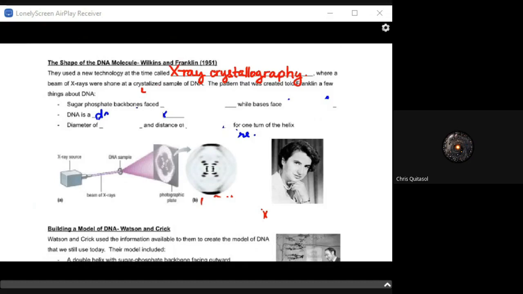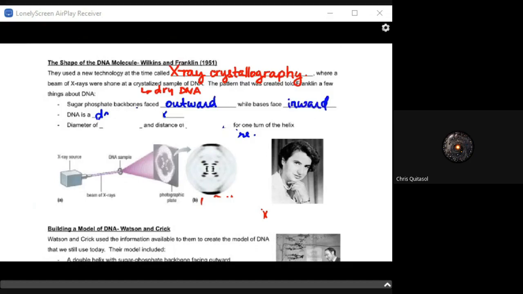And she was like, okay, well, what does it tell us? And when we talk about crystallized, we're just talking about a dry sample, essentially suspended in a dried medium. It tells us that the sugar phosphate backbone faces outward while the bases face inward.